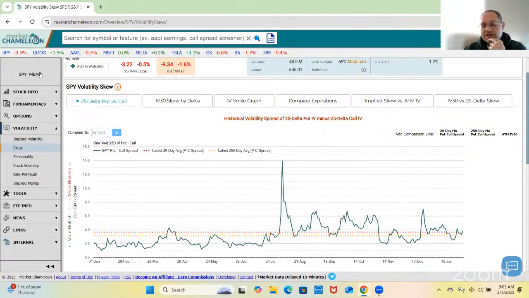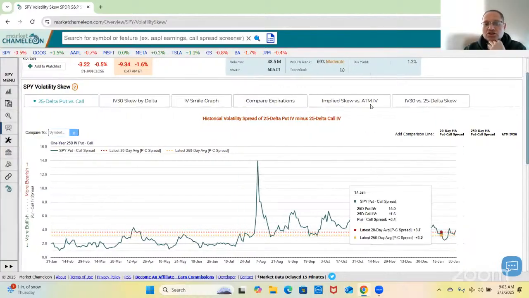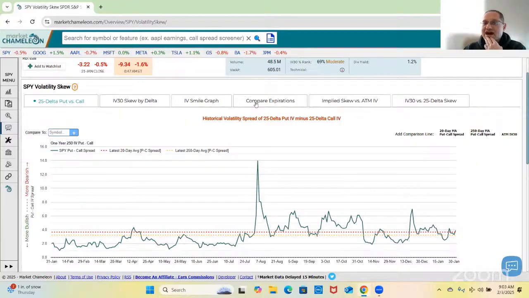I'm going to close this menu to expand our screen, and you'll notice that you do have different tabs up top to analyze the implied volatility skew from different angles and perspectives. Let's stay on this first tab, which is the 25 delta put call implied volatility skew.